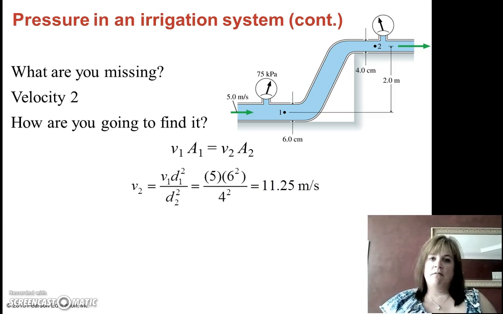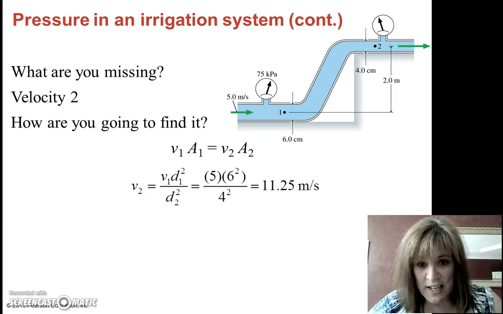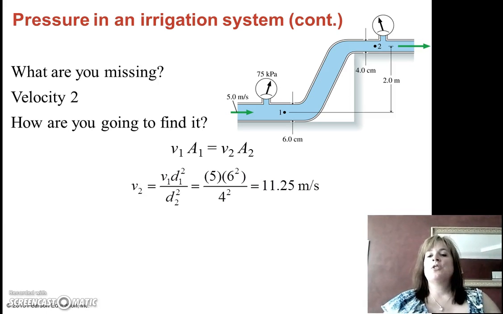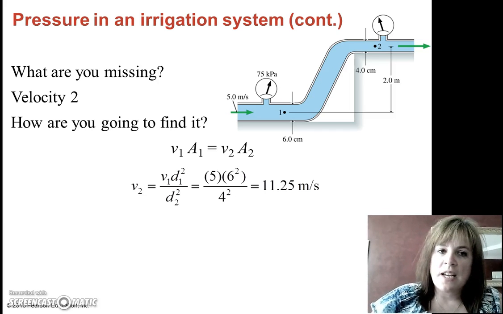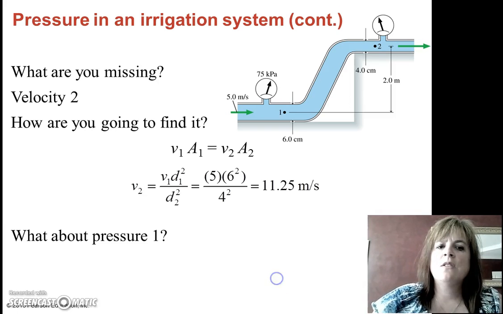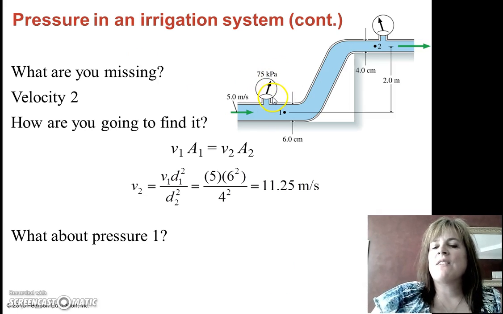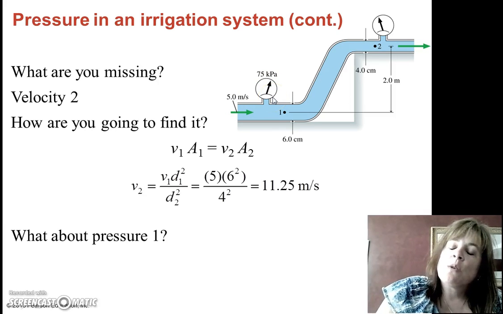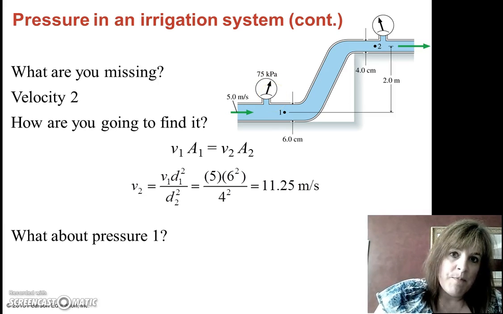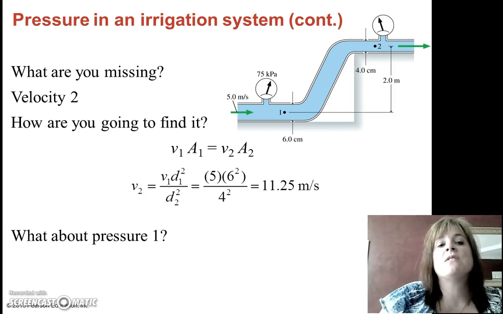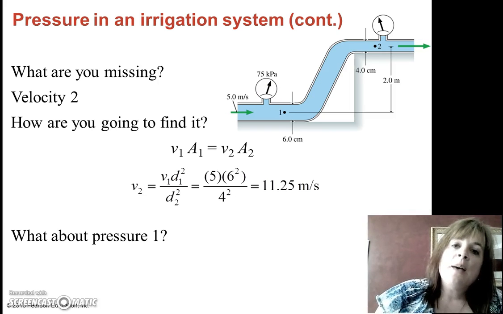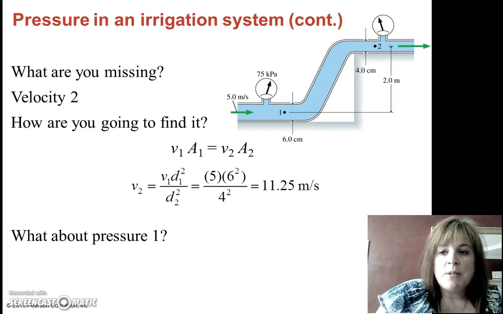If you did that, and you do your math correctly, don't forget you got to square those diameters, you should get 11.25 meters per second. Well, now we have the velocity at 2, but what do we do for the pressure at 1? We're given the gauge pressure, right, 75 kilopascals, but in Bernoulli's equation, that's the absolute pressure. So if you remember from our very first video on fluids, absolute pressure is gauge pressure plus atmospheric pressure.